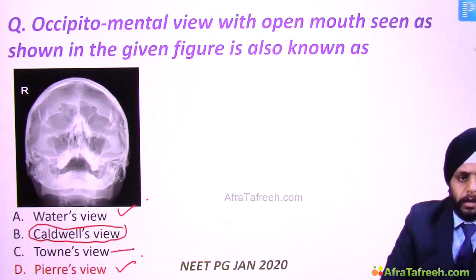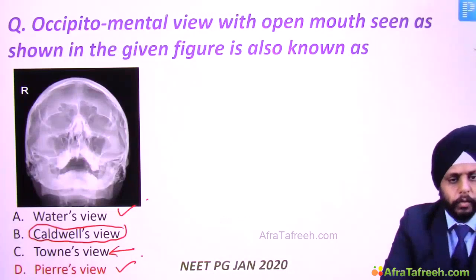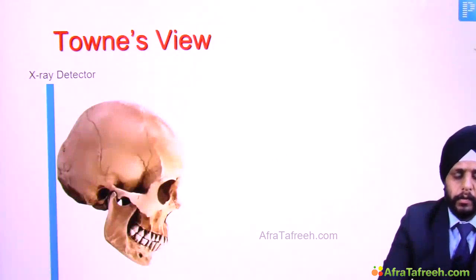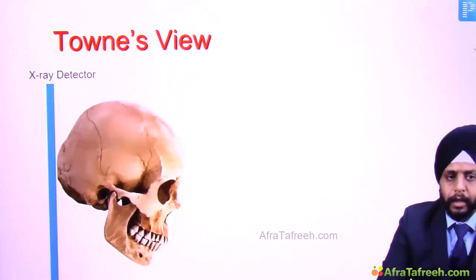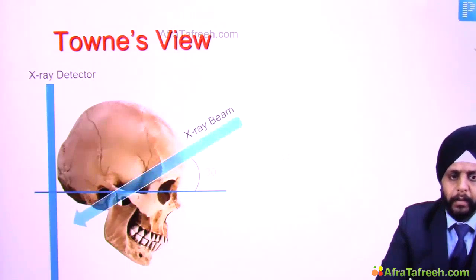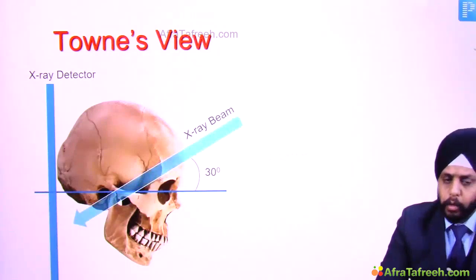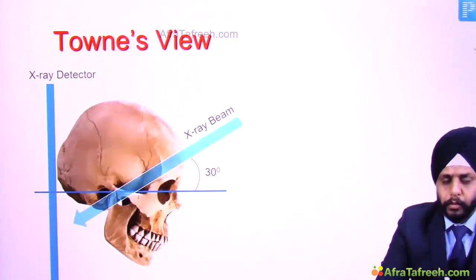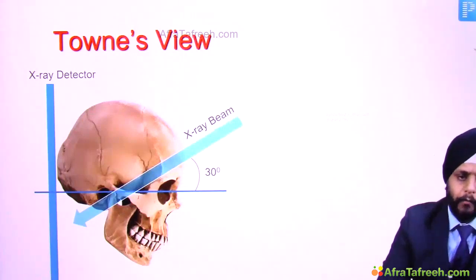Let's see what the Townes view is. Townes view we have discussed in the radiology of the ear. In this Townes view, the patient stands against the X-ray plate like this. The X-ray plate is behind the patient and you give an X-ray beam at 30 degrees to the horizontal, and this is known as Townes view. It's a skull AP axial view at an angle of 30 degrees.